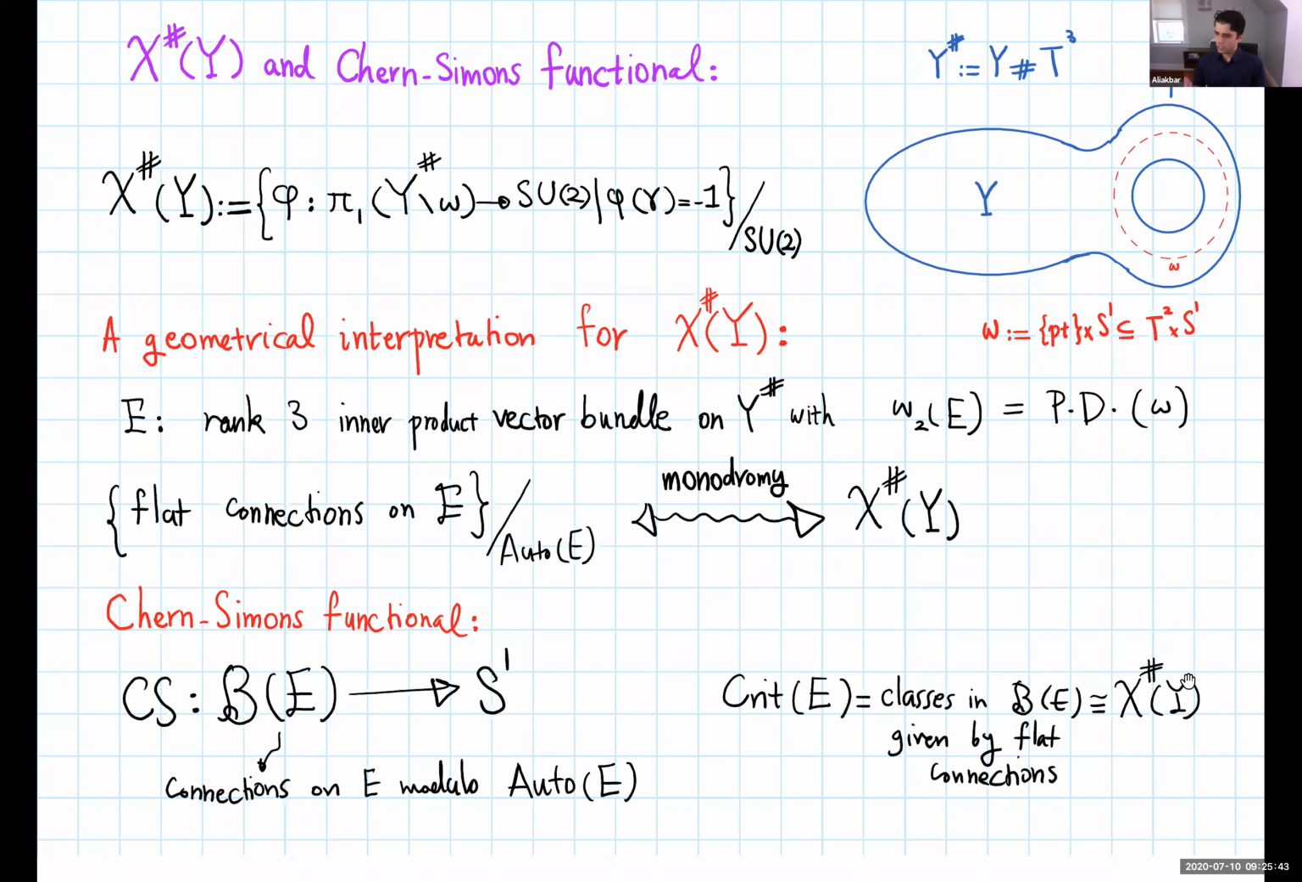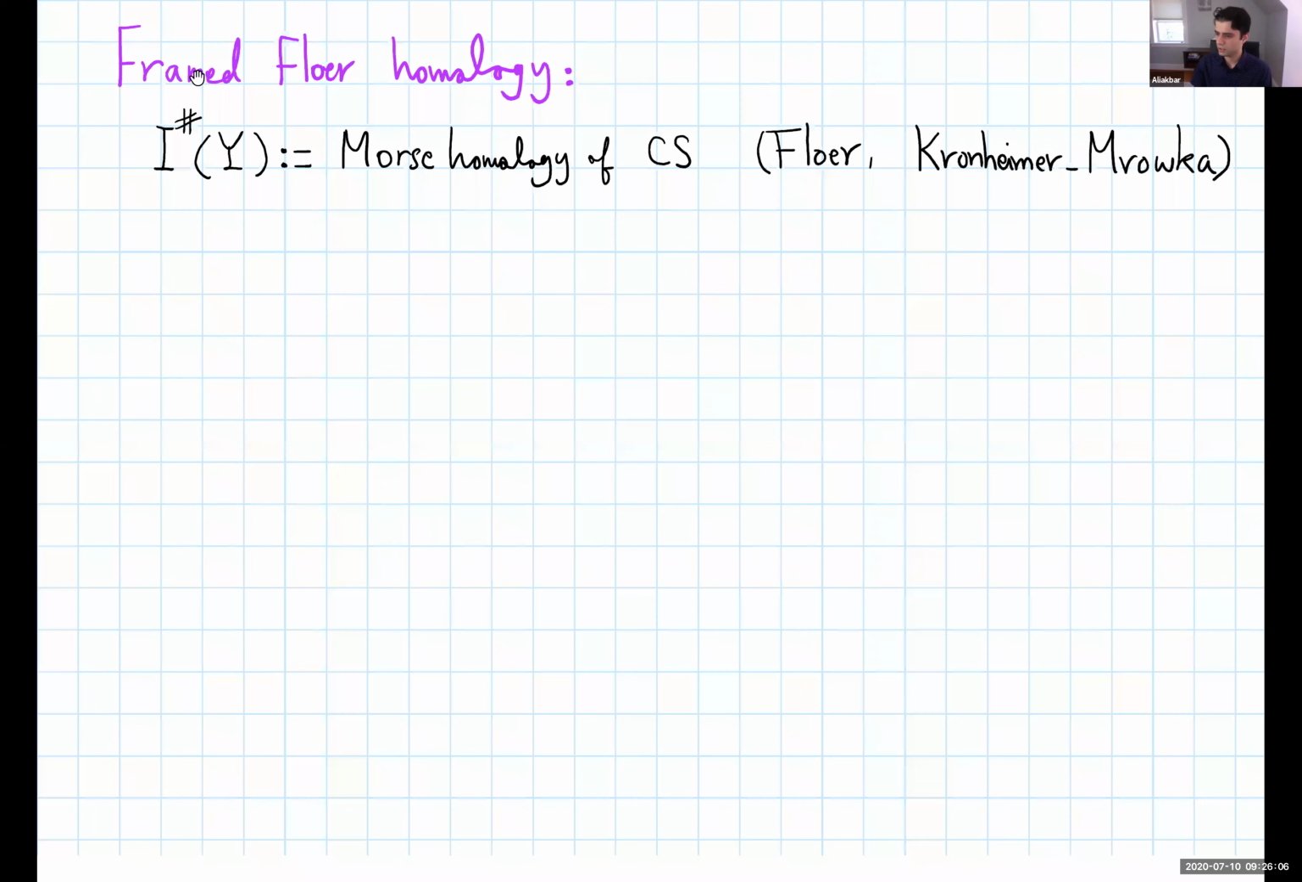Okay, so we started with some version of Lagrangian Floer homology, and the generators of the Lagrangian Floer complex of these two Lagrangians can be identified with the critical points of this Chern-Simons functional. So this would suggest some other approach to define a three-manifold invariant, and this is what is called instanton Floer homology. This instanton Floer homology, or I-sharp of Y, is exactly the infinite dimensional Morse homology of this functional, the Chern-Simons functional.